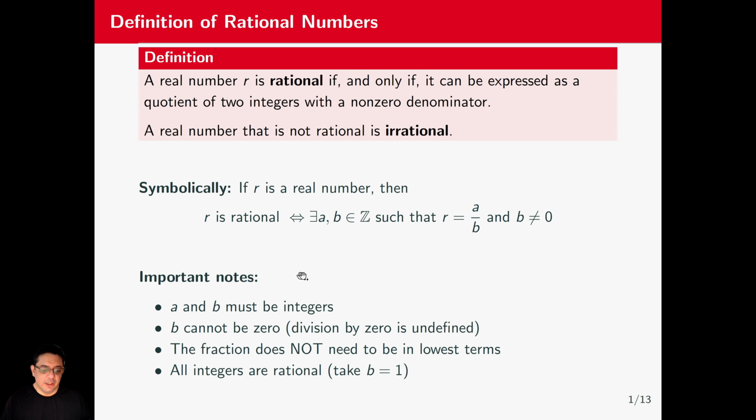Now, notice that the fraction does not need to be in the lowest terms or the simplified version. You can have multiple rationals that are not simplified, and all integers are going to be rational by definition, with b equals 1.